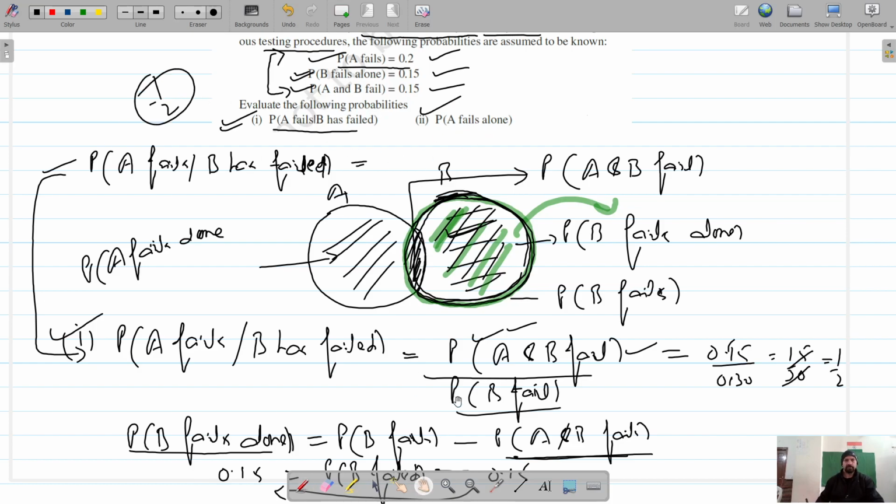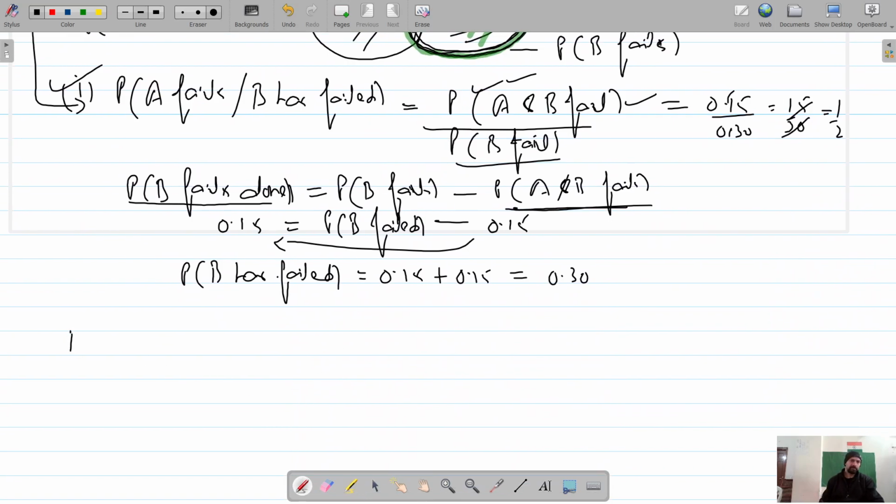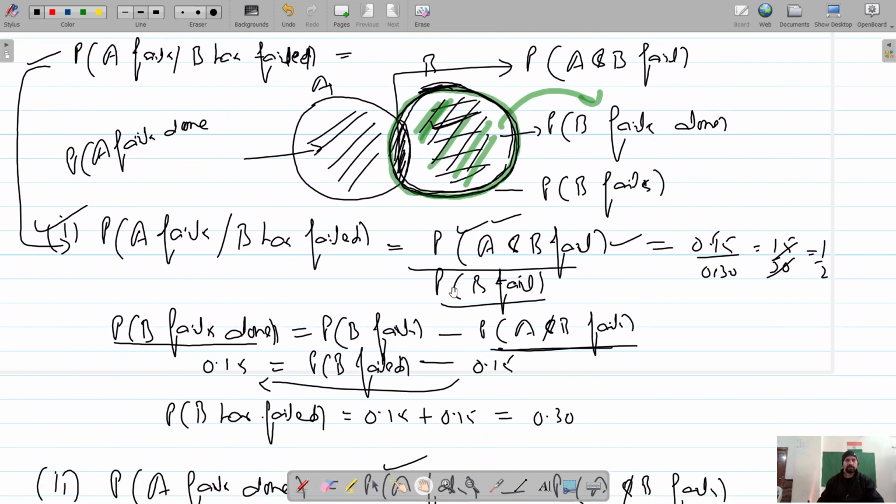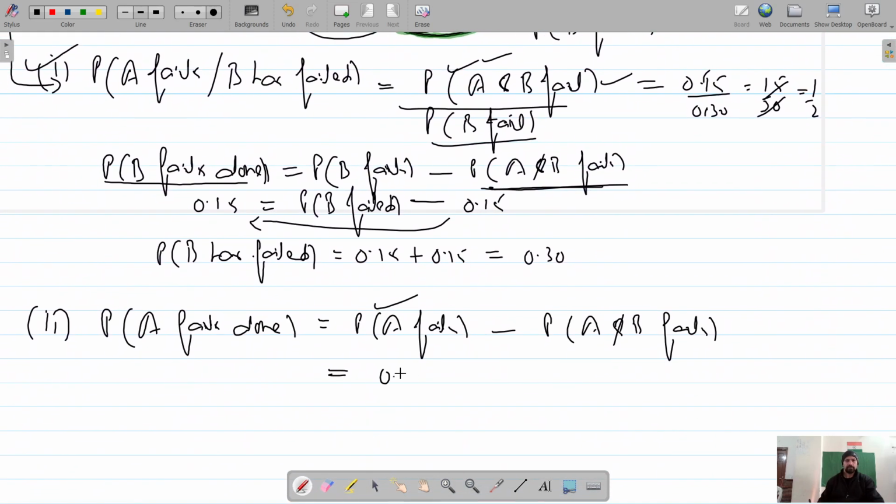Let's move on to the second part, the probability of A failing alone. The probability of A failing alone is the probability of A failing minus the probability of A and B failing. The probability of A failing is given as 0.2. So it's 0.2 minus 0.15, which gives us 0.05. So our answer for the second part is 0.05.